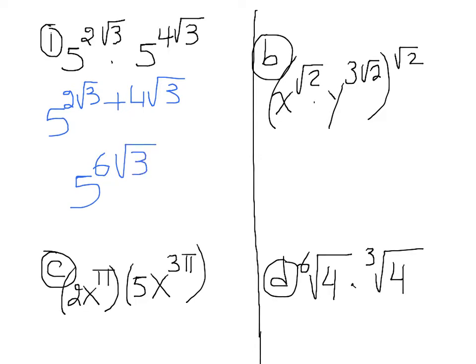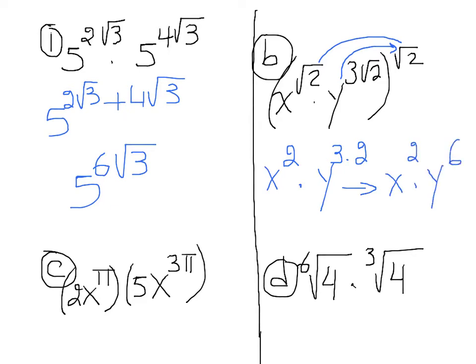This problem right here, we're going to raise everything to the square root. So when you take a square root and multiply it by another square root, you're going to get a 2. When you multiply these by a square root, 3 times square root of 2 times square root of 2 is 2, and that's going to give you x squared y to the 6.